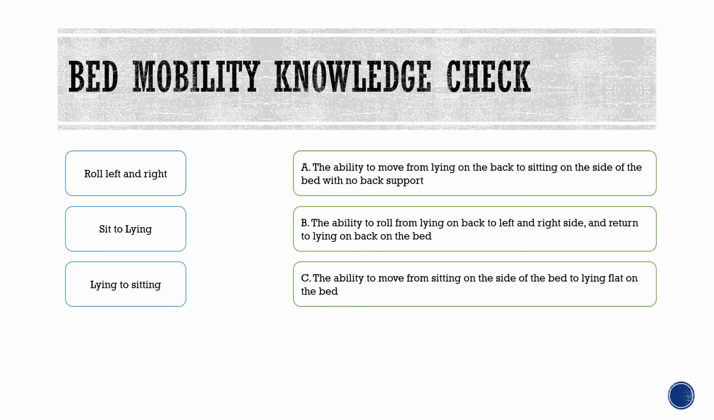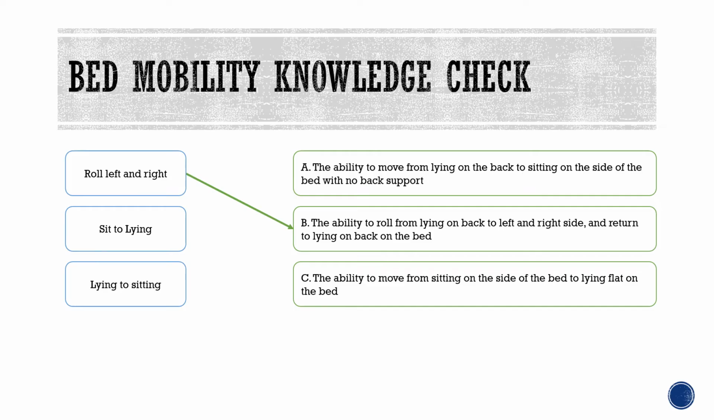Now let's do the bed mobility knowledge check. I encourage you to push pause and complete the knowledge check handout for bed mobility. And this knowledge check will be matching the type of bed mobility to the definition. Roll left and right. What is the definition of roll left to right? This is B, the ability to roll from lying on the back to left and right side and return to lying on the back on the bed.